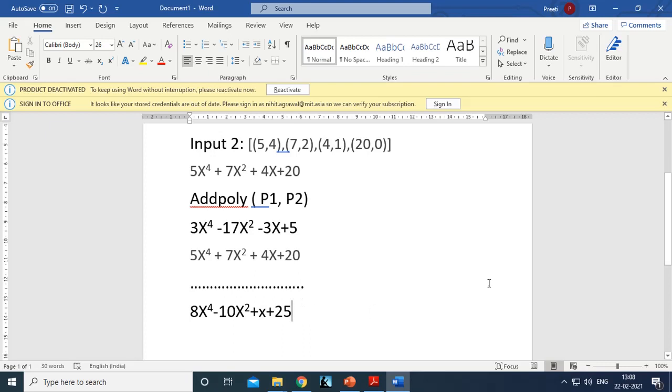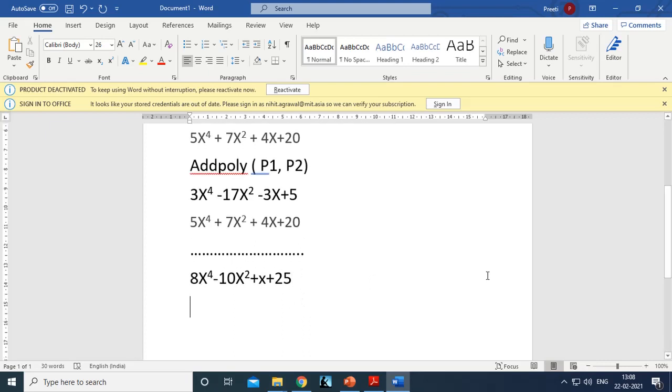But your output should be in the form of a list of tuples, in which the first tuple will be 8 comma 4, the second tuple will be minus 10 comma 2, the third tuple will be 1 comma 1, and the fourth tuple will be 25 comma 0.